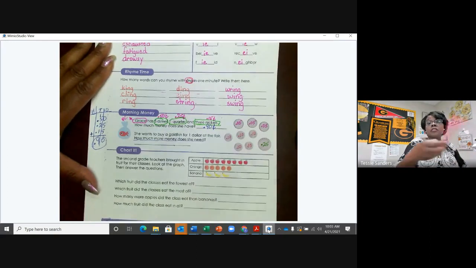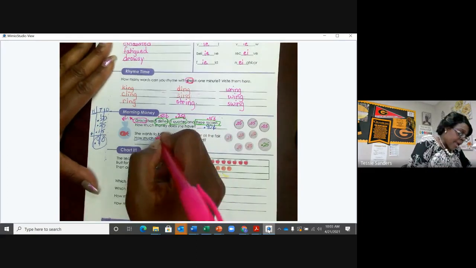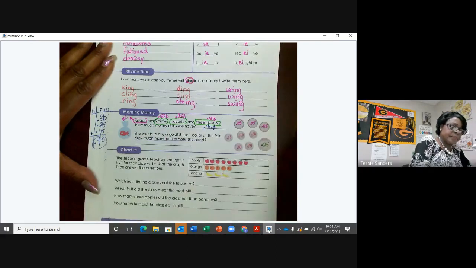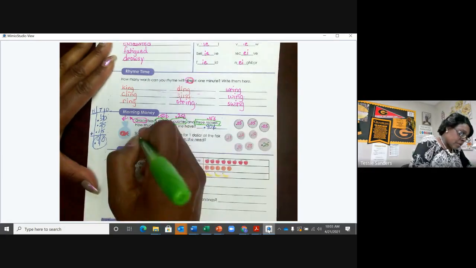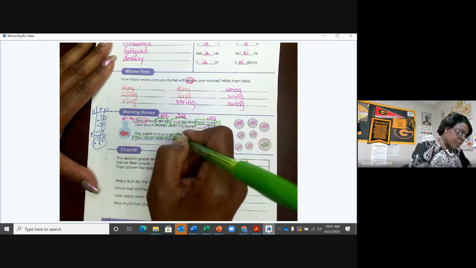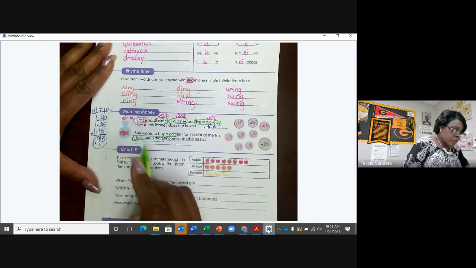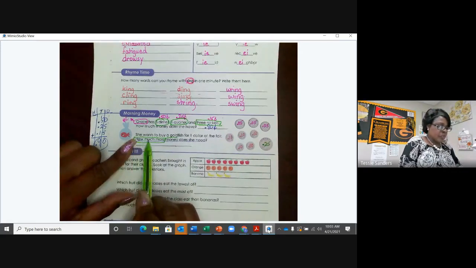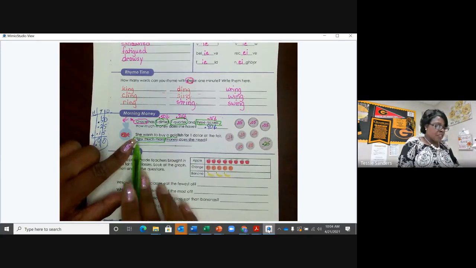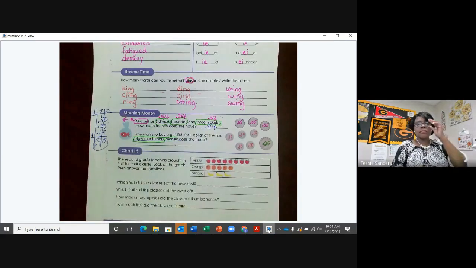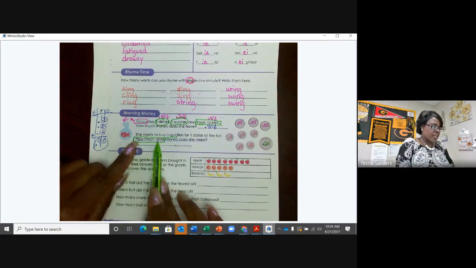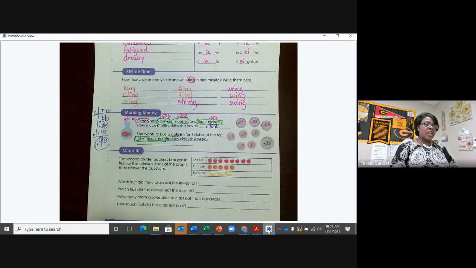Let's take a look at some key words. How much more? Circle or put a box around how much more. I almost went too far. How much more? This is what you need to do. Okay? So how much more money does she need? This is your key, your context clue. That means that we will need to subtract what? What do we need to subtract?